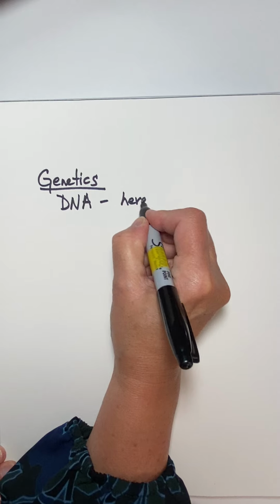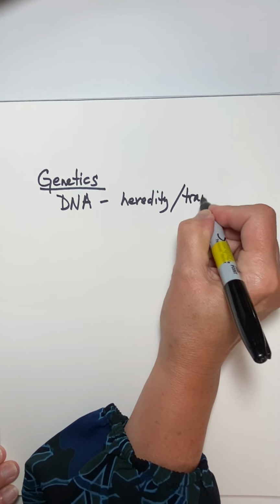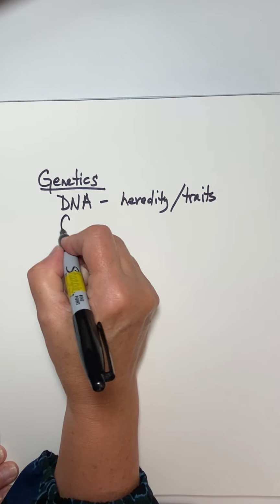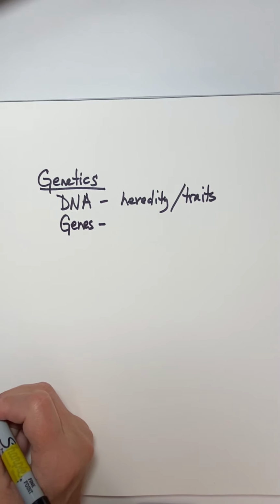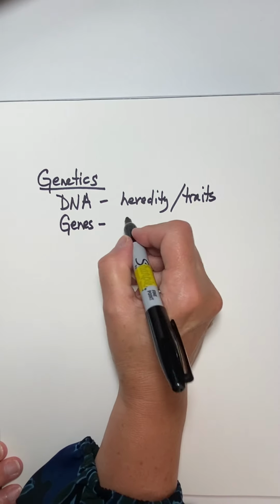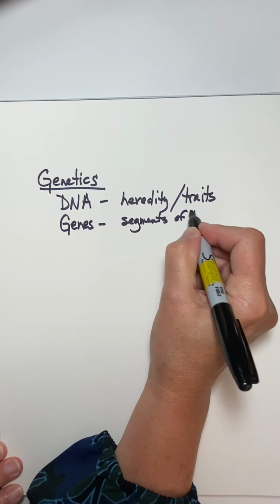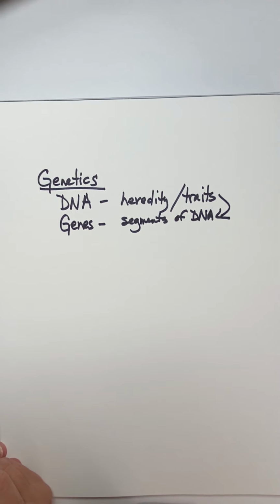So it determines which traits you have as an organism, right? And DNA is made up of segments of DNA that are called genes. And these genes determine which traits you have as an organism.